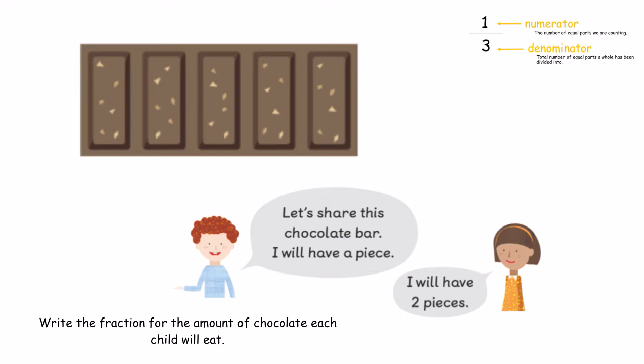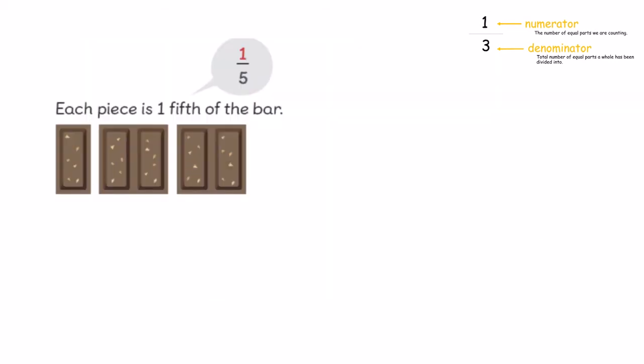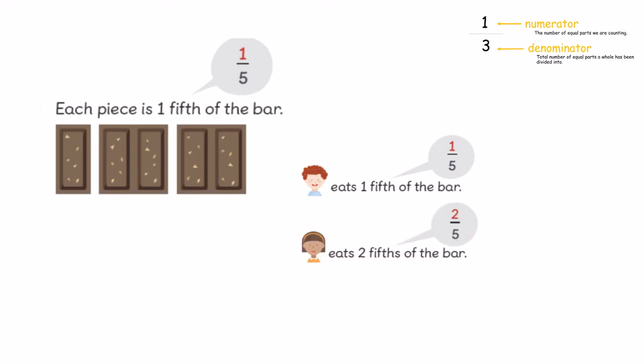Let's have a look together. The chocolate bar has been divided into 5 equal pieces. So I know the denominator, the number on the bottom, is going to be 5. So each piece will be 1/5 because it's 1 out of 5 pieces. So the little boy eats 1/5 of the bar, 1 out of 5 pieces. And this is how we would write 1/5 as a fraction. The little girl ate 2 out of the 5 pieces, so she ate 2/5. And this is how we would write 2/5 as a fraction.